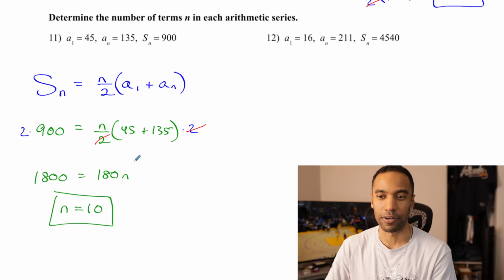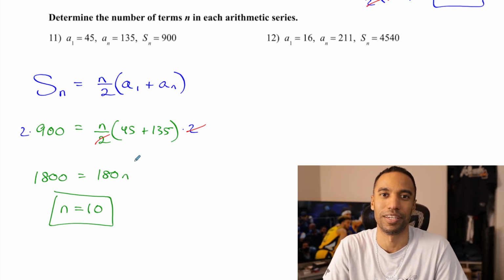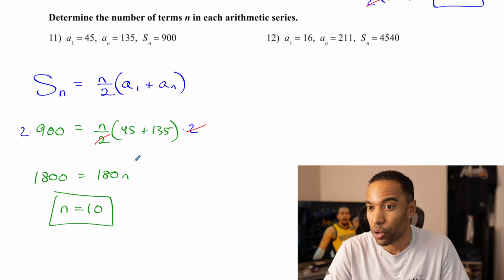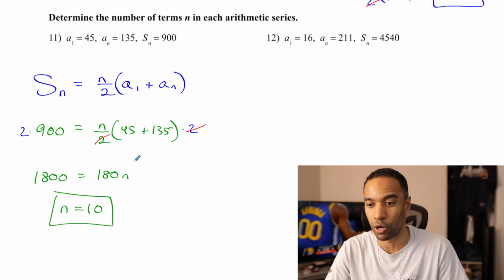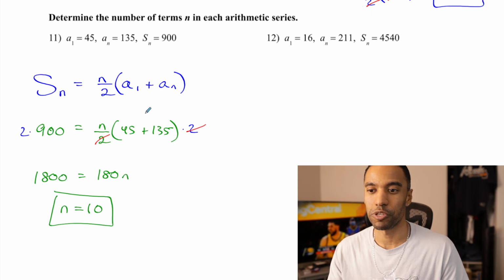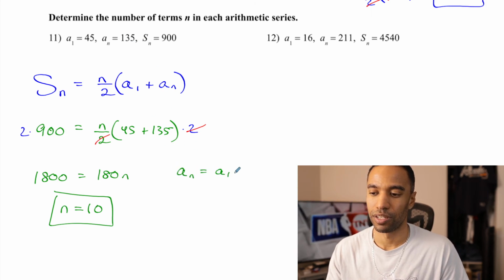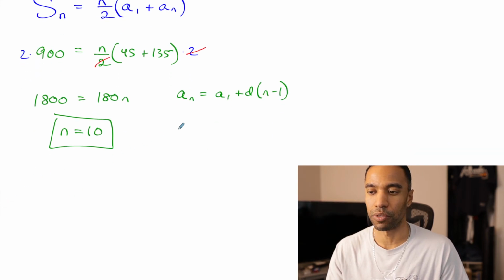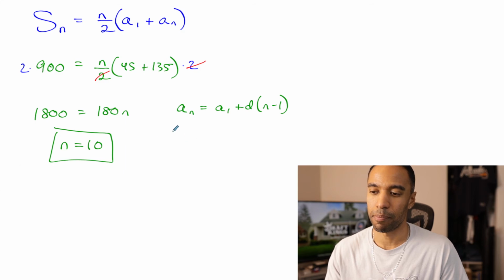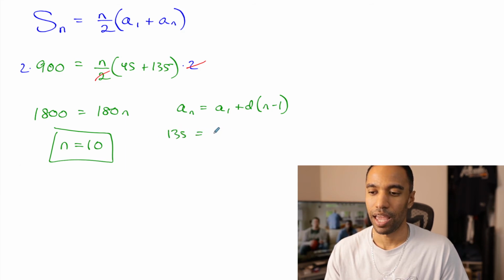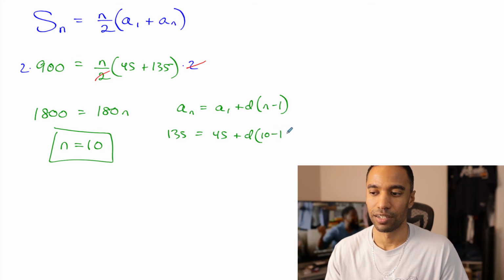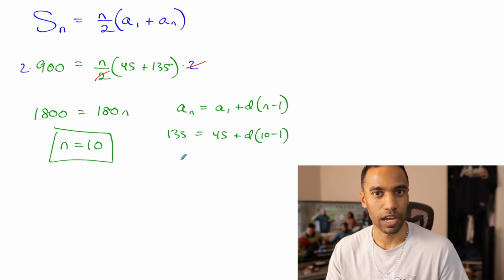It would be even better to say now find the common difference. Would you know how to find the common difference? Well, I'll do it for this problem. To find the common difference, you'd use your explicit rule. A sub 1 plus d times n minus 1. Where now, the only thing we don't know is d. We'd say, well, a sub n is 135. A sub 1 is 45. And n is 10. You can solve for the common difference this way.